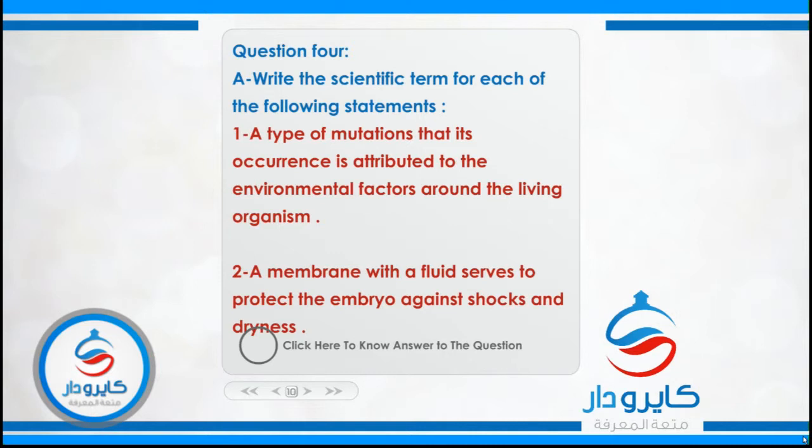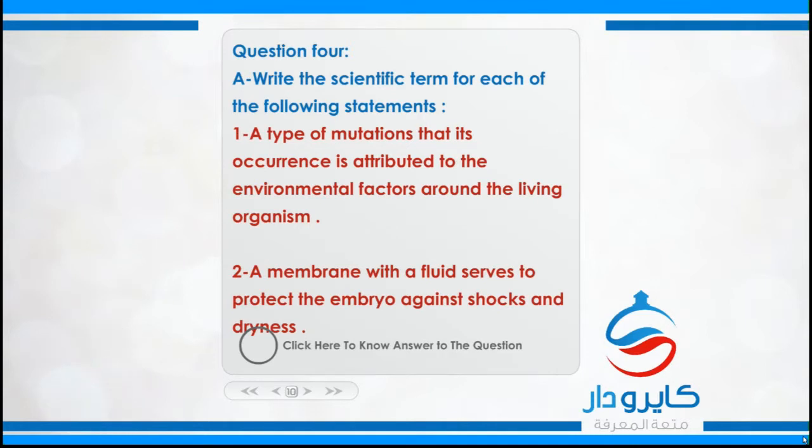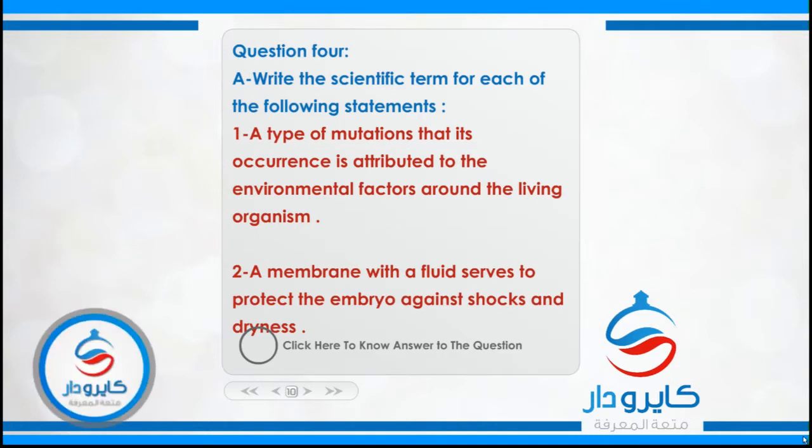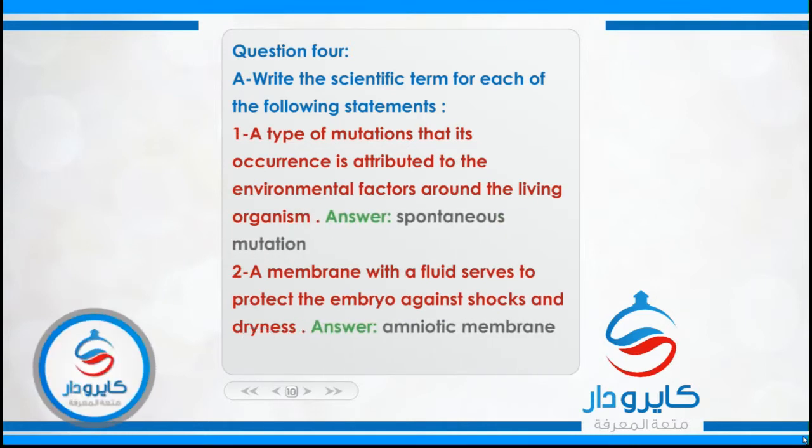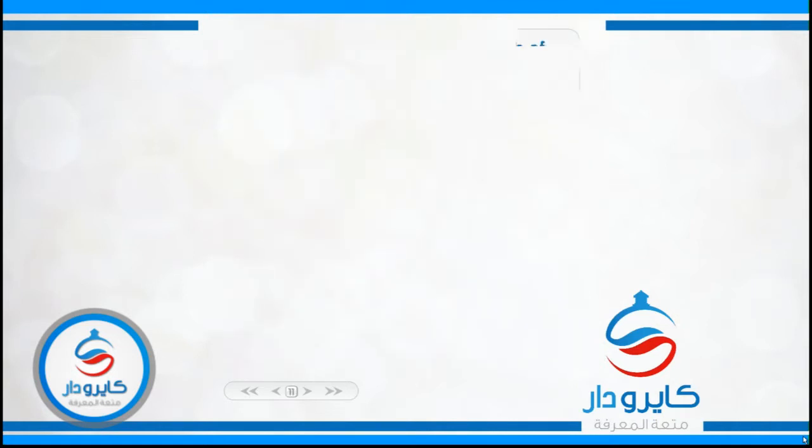Number 2, the membrane with the fluid that protects the embryo against shocks and dryness. The membrane which contains the fluid is the amniotic membrane, and the liquid inside it is the amnion. The amniotic fluid that is surrounded by the amnion protects the fetus against mechanical shock, and also protects the fetus against dryness. The next part.